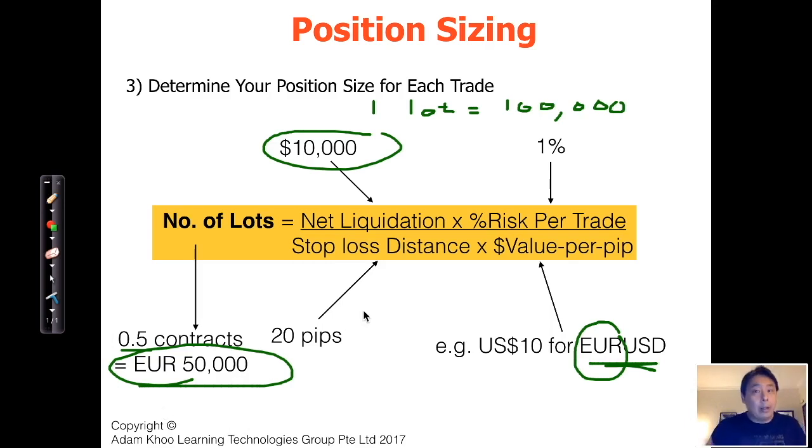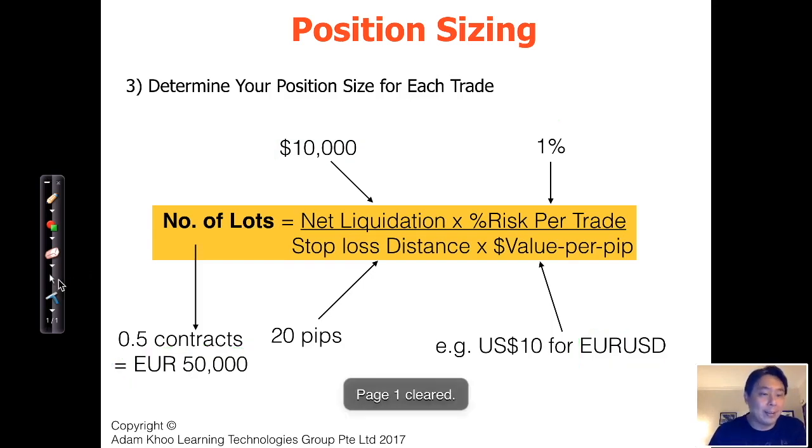Okay. Let me say, hey, isn't that risky? I only got 10 grand, I'm buying 50 grand, right? No, it's not risky because you've got your stop loss there. So the worst that can happen is that you lose $100, right? Because you're risking 1% of your net liquidation. So your risk is not 50,000, don't freak out. Your risk is $100, okay? Because of the stop loss. That's why you gotta place a stop loss, right?